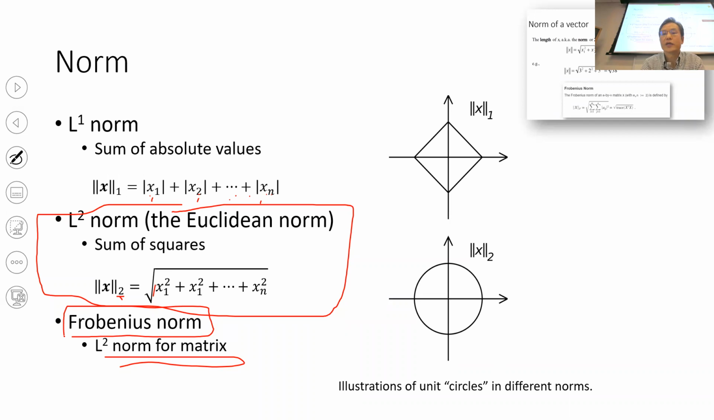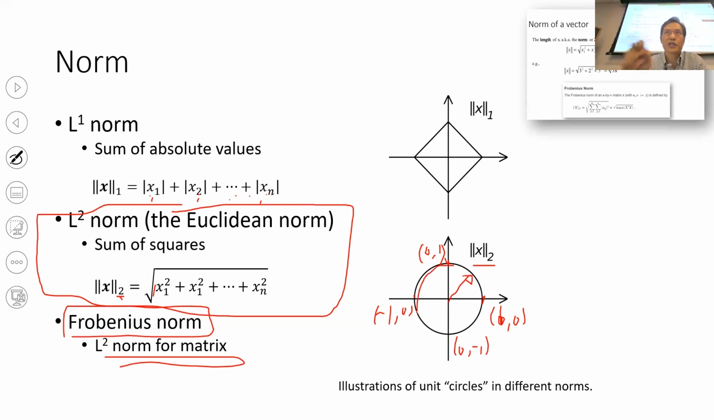Okay, you should also be familiar with this unit circle, right? Here, this point is (1, 0). This point is (0, 1). This is (0, -1), and (-1, 0). All the points on this circle have L2 norm equal to 1. So that gives you this shape.